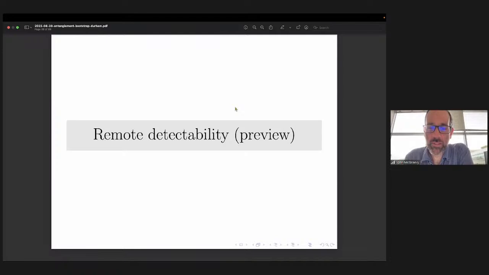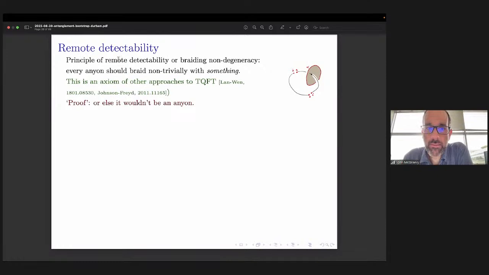So let me tell you a little bit more about this remote detectability business. It's sometimes called a principle, but physicists use that word to mean something that they don't know how to prove, which is the idea that every anyon should braid non-trivially with something else.